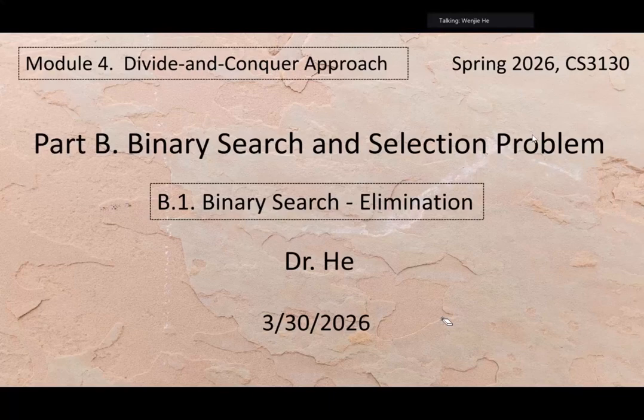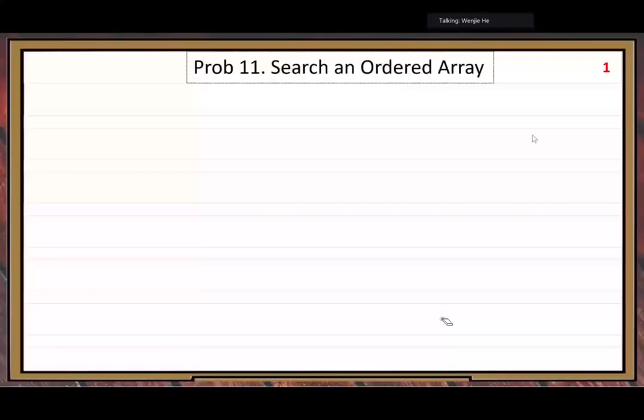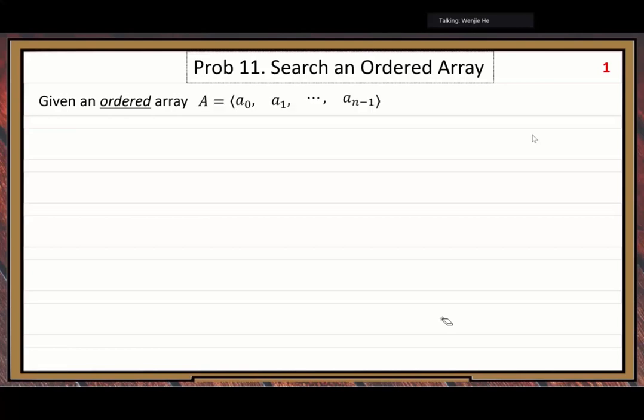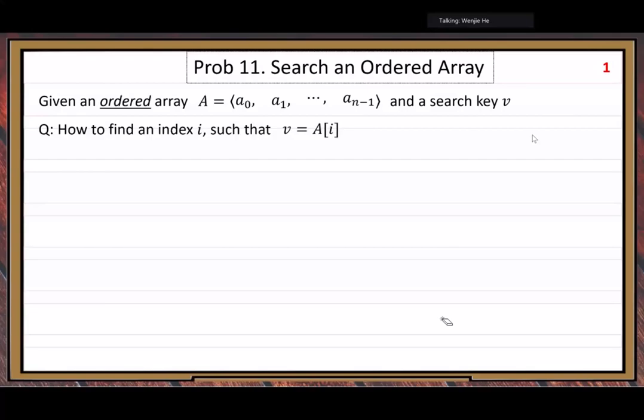All right. Let's look at the question first. Search an ordered array. This time, our data given is an ordered array, in ascending order. Our question: also, a search key V. So then, the question: how to find an index I such that V equals A of I? We want to get the most efficient method here.